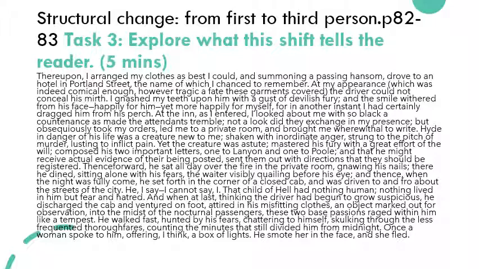Right, and then it's about here. Hyde in danger of his life was a creature new to me, shaken with inordinate anger, stung to the pitch of murder, lusting to inflict pain. Yet the creature was astute. See, it's the third person now. Mastered his fury with a great effort of the will, composed his 2 important letters. So it's gone from I to him, his, he.